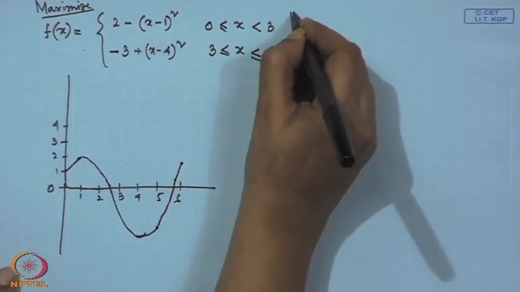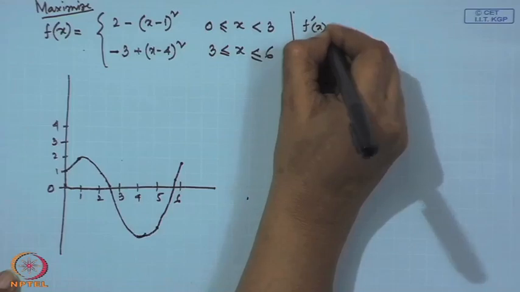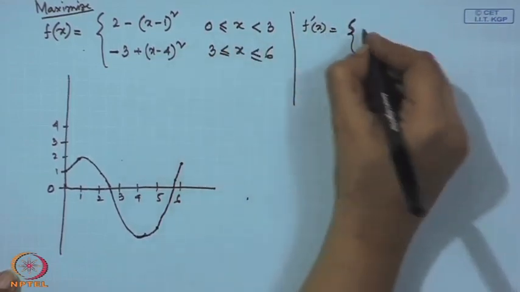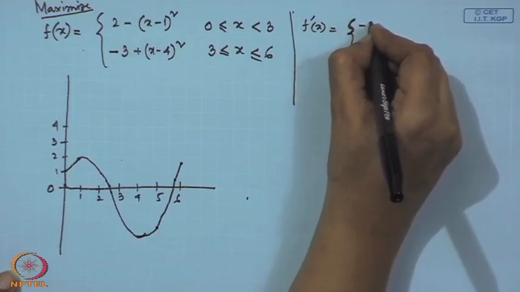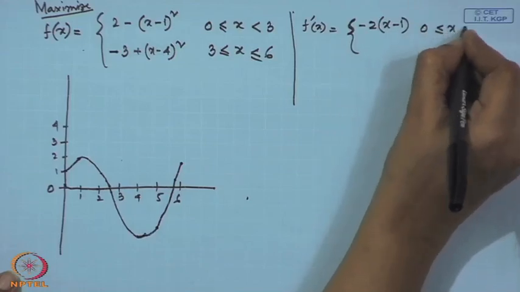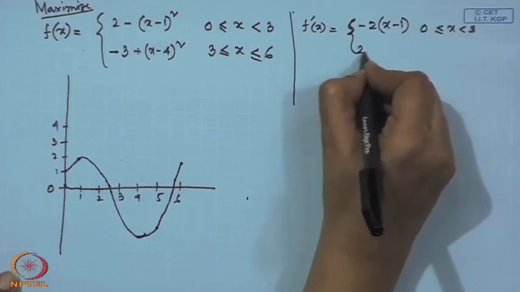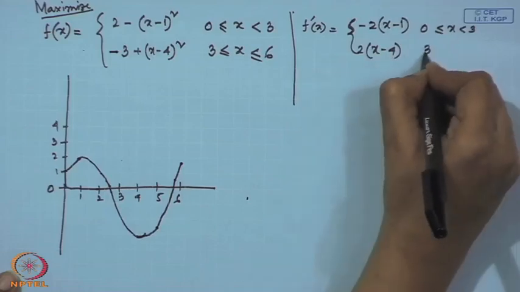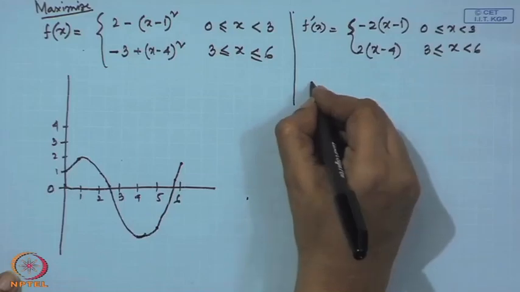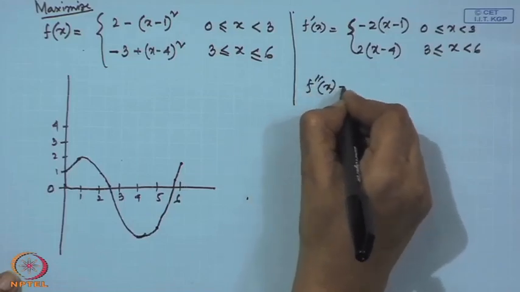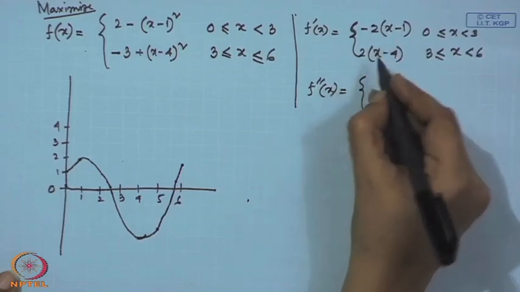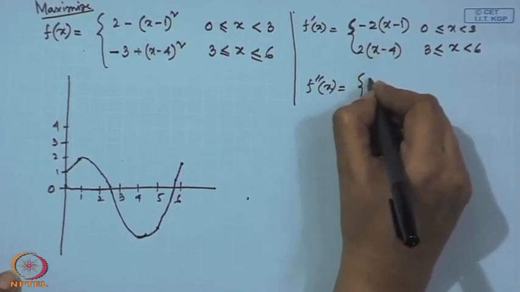For applying the classical optimization technique, we need the first order derivative. It is not a partial derivative, since this is a single variable. It is 2 into x minus 1 if x is between 0 and 3, excluding 3, and 2 into x minus 4 if x is from 3 to 6, which includes the point 3. Now, for the second order derivative: from the first order derivative we get the necessary condition, and the second order derivative tells us about the sufficient condition.